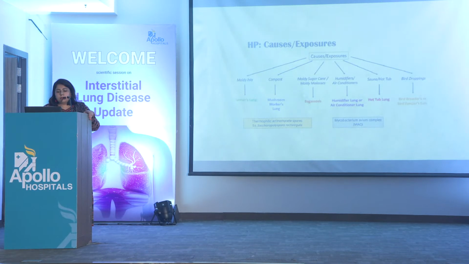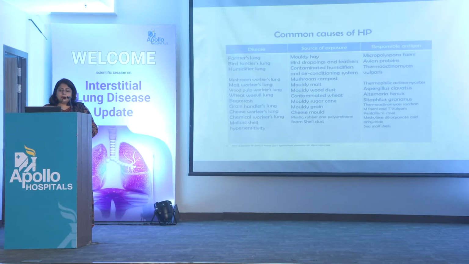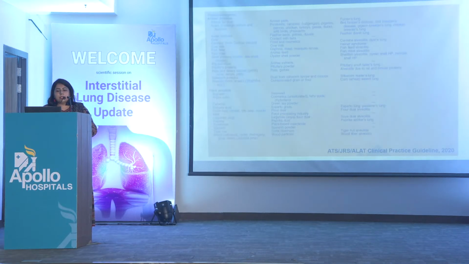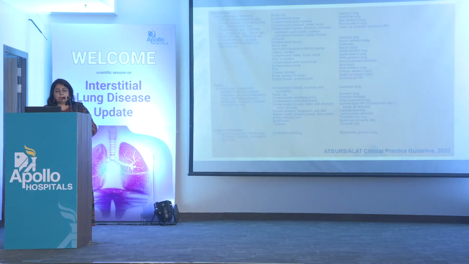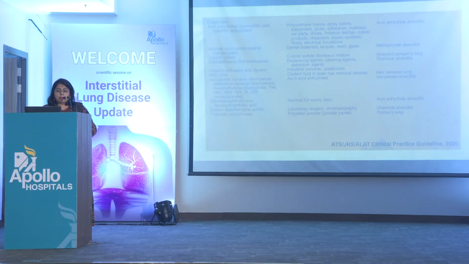These are a few of the most common ones. Moldy hay can cause farmer's lung, compost can cause mushroom lung disease, and moldy sugarcane can cause bagassosis. These are caused by thermophilic actinomycete spores. Then humidifiers, air conditioners, saunas, bird droppings, all of them can be caused by MAC. The list is endless. There are so many antigens which can lead to hypersensitivity pneumonitis. These are a few of them. Mainly fungus, then pigeon droppings, bird fancier's disease, all of this is something that we see commonly.